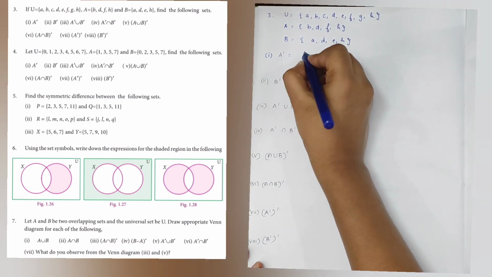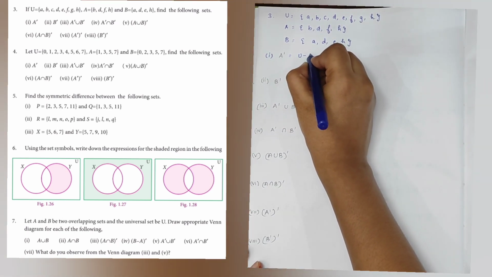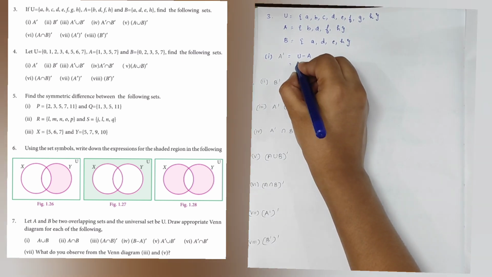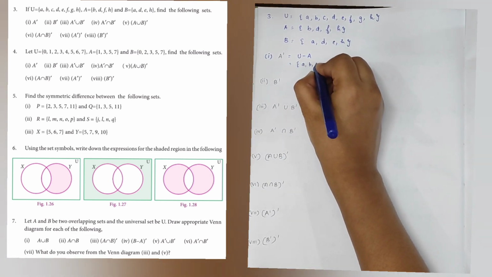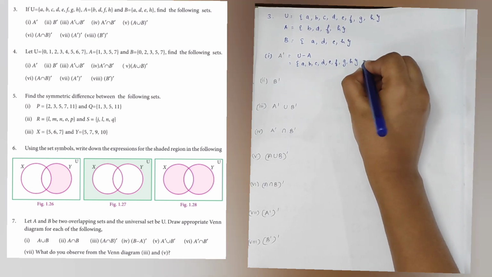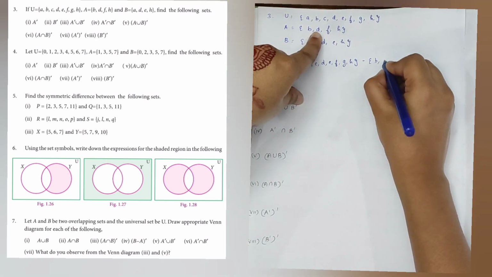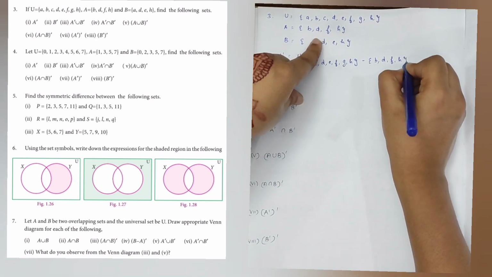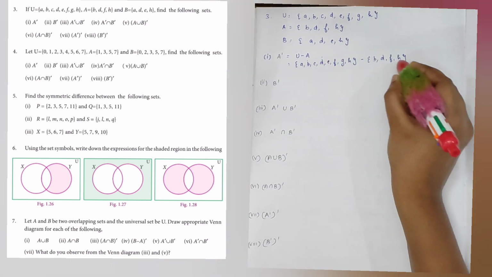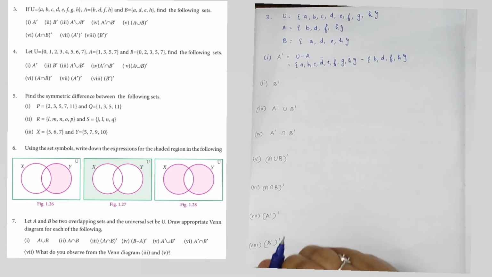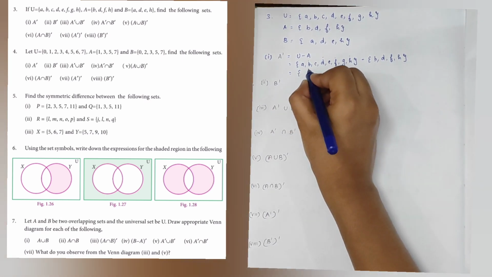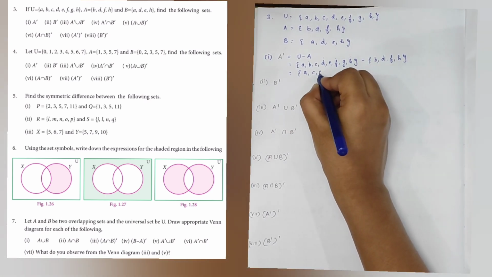First is A complement, that is universal set minus A. Okay, so list out all the elements of U, that is A, B, C, D, E, F, G, H minus the elements of A, that is B, D, F, H. Now mark the common elements B, D, F, H. Now list out the uncommon elements of the first set. Okay, so the answer is A, C, E, G.